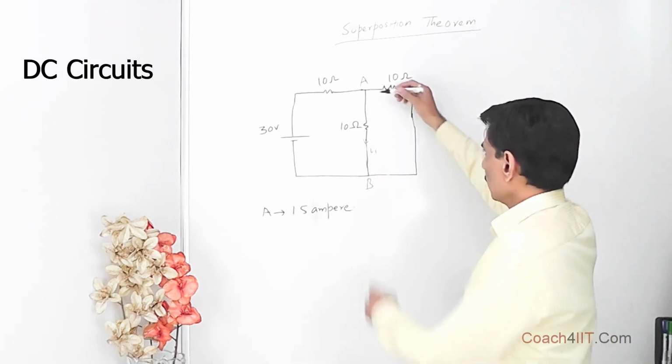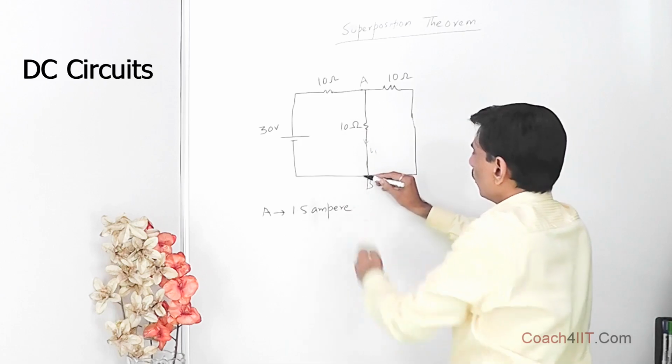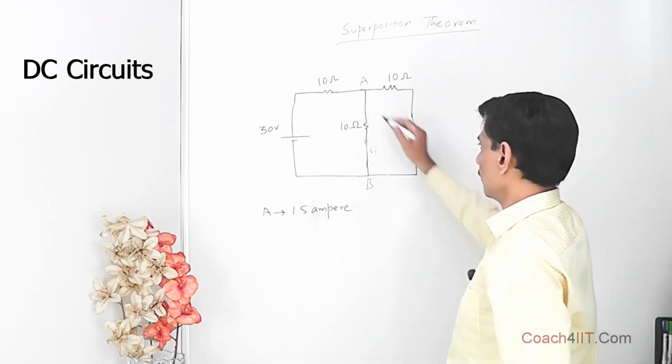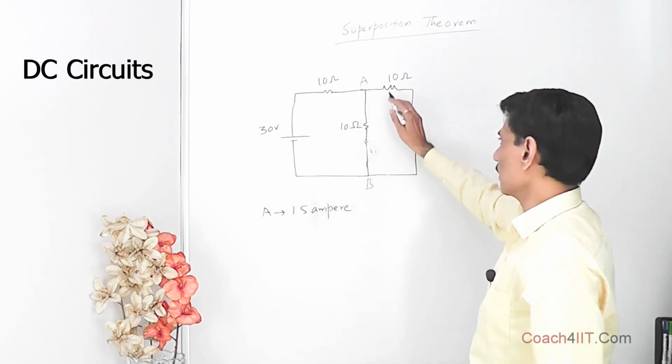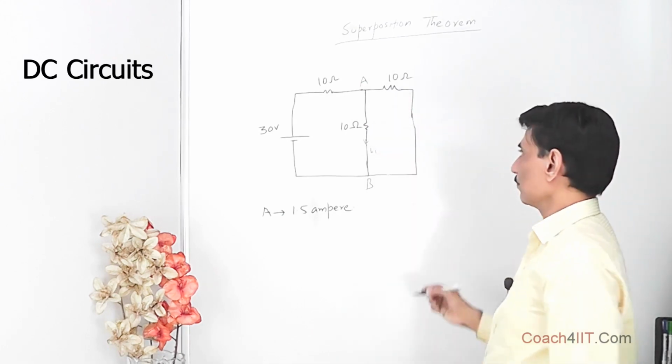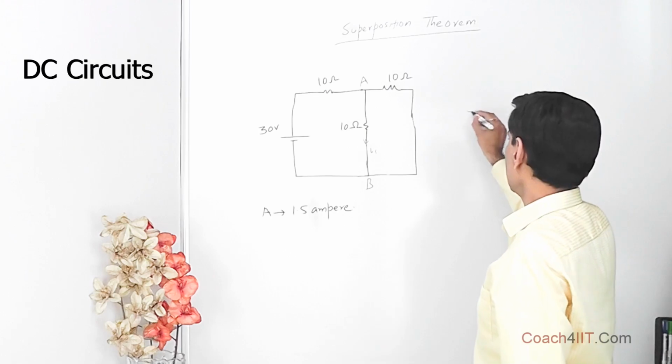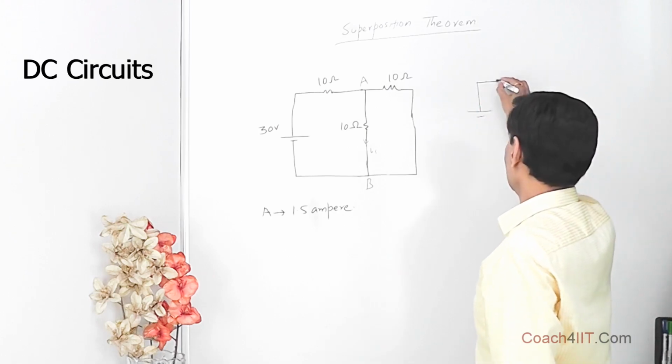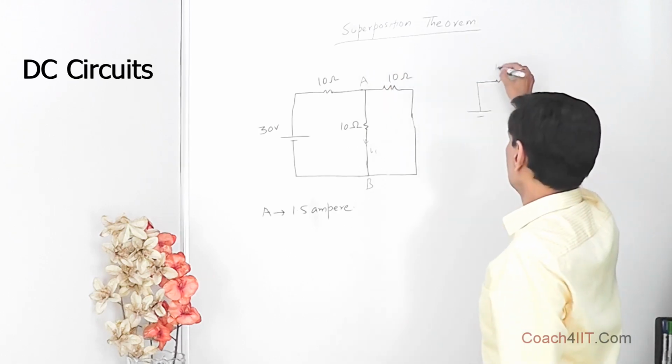Over here we see both these paths split over here and they meet over here. The current comes over here, it splits in both of them, and obviously this 10 ohm and this 10 ohm are now in parallel. When they are in parallel, this is equivalent to a circuit like this. So this is 10 ohm.